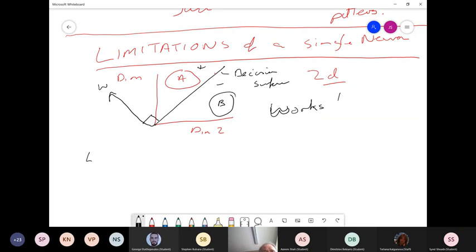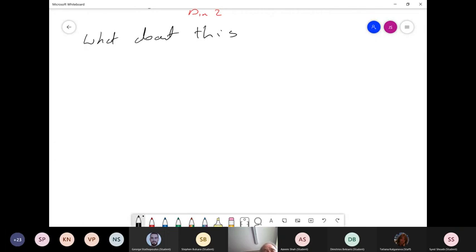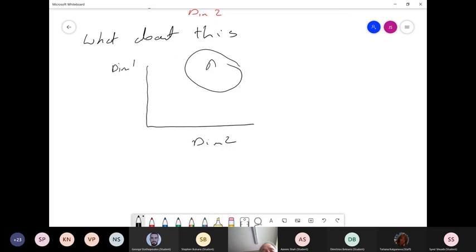What about this? 2D, dimension 1. A cluster there, A. A cluster here, B. Perfectly linearly separable, easily solved by a distance classifier.